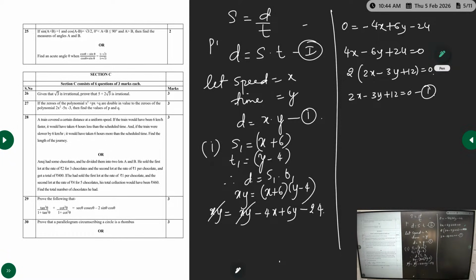Same we will do now for the second condition. Now in the second condition, speed is decreased, time is increased. Again same, d is equal to s2 t2. You will multiply. What type of equation are you getting here? Linear equation in 2 variables. After the second condition, you will get a pair of linear equations. Instead of the graph question which they were asking for the last 2 years, in the 22-23 question paper, they framed word problems.